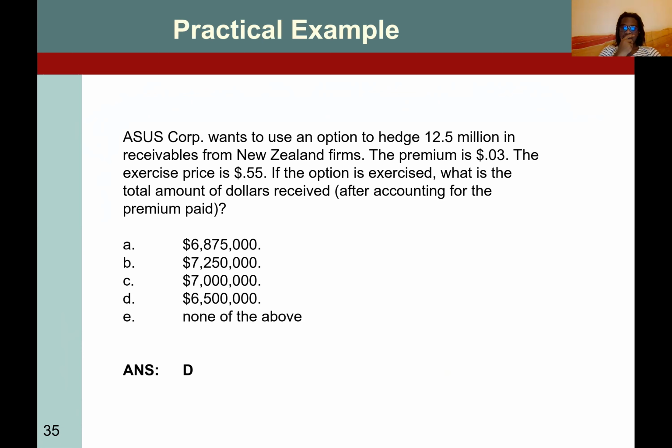No problem. So ASUS Corporation wants to use an option to hedge 12.5 million in receivables from New Zealand firms. Receivables, so you are receiving 12.5 million New Zealand dollars. The premium is 0.03. The exercise price is 0.55. If the option is exercised, like you want to obligate the seller that I want to buy from you, what is the total amount of dollar you will receive?